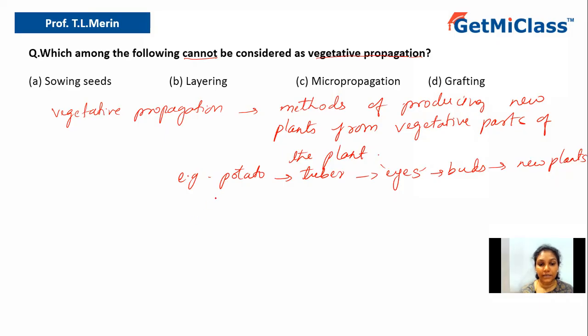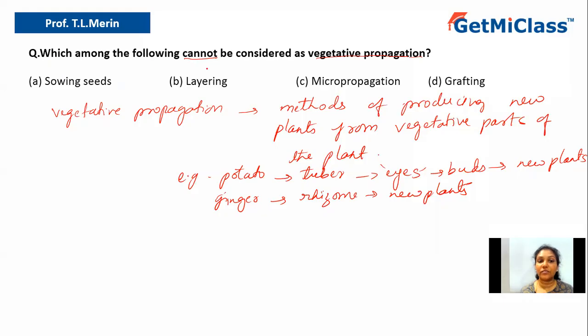Another example is ginger, where they have a modified underground stem which is called a rhizome. From the same stem there is also formation of roots as well. These rhizomes have nodes which will give rise to new plants. So that is again an example of vegetative propagation. If you notice these structures, these are the vegetative parts of the plant which do not participate in sexual reproduction. So, keeping this understanding, let us move on to the question again.